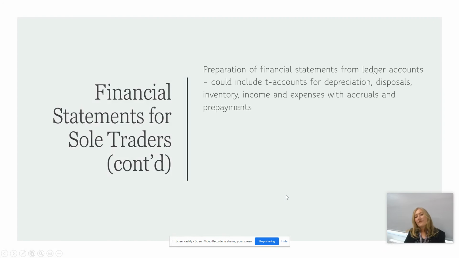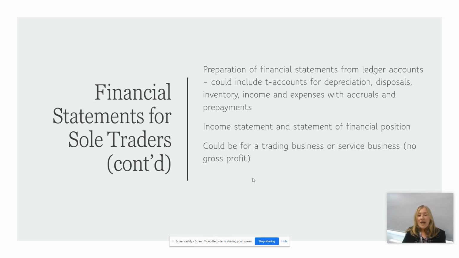Okay, so there is more on financial statements. We need to be able to prepare them from ledger accounts, so maybe from a trial balance. It could include T accounts for depreciation, disposals, inventory, income or expense accounts with accruals and prepayments. We've seen all of those in the past. Obviously, the income statement and the statement of financial position, which you should be able to do with your eyes closed by now.